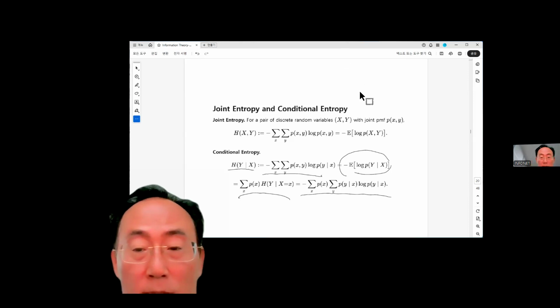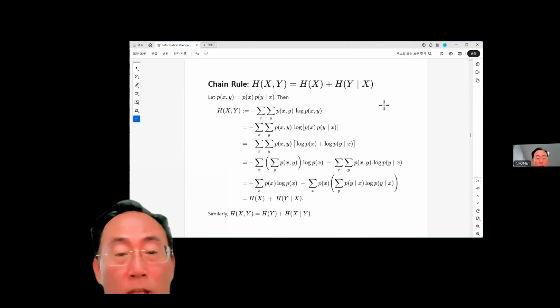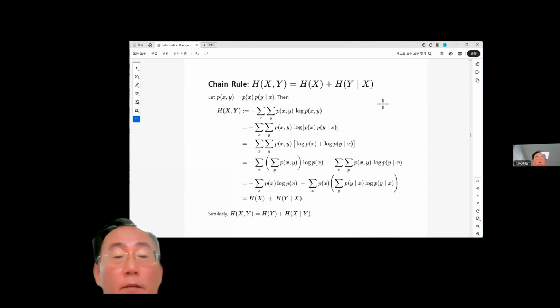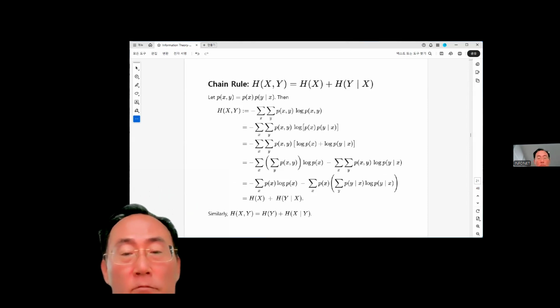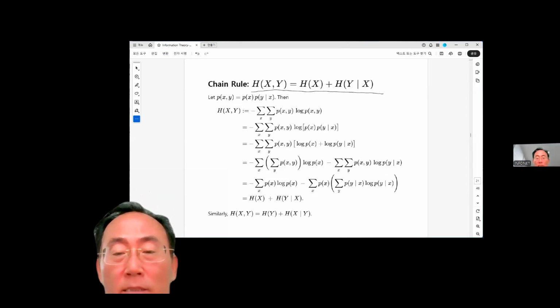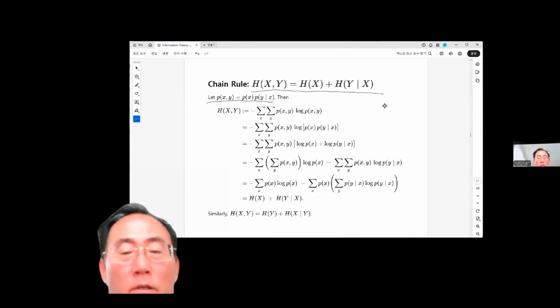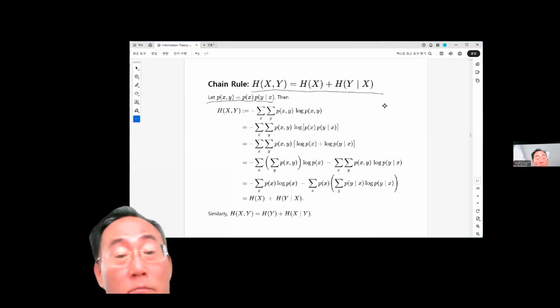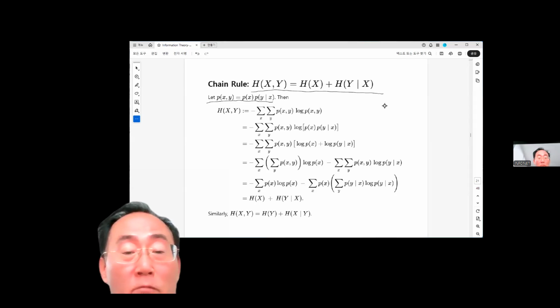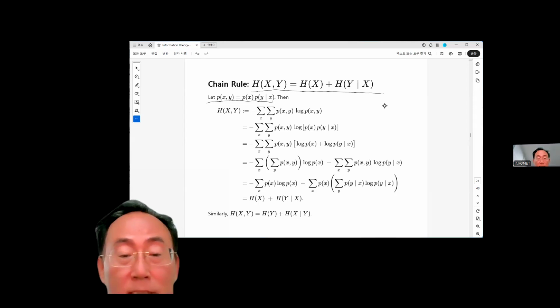All right. So that's clear, right? And then we can apply the chain rule. Joint entropy H of X and Y can be written as entropy of X plus entropy of Y given X. And then, from the joint distribution from the primer on probability, p of x and y can be written as p of x times p of y given x. Then we can do this.